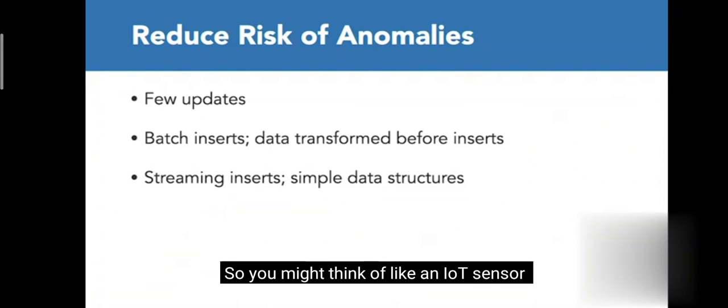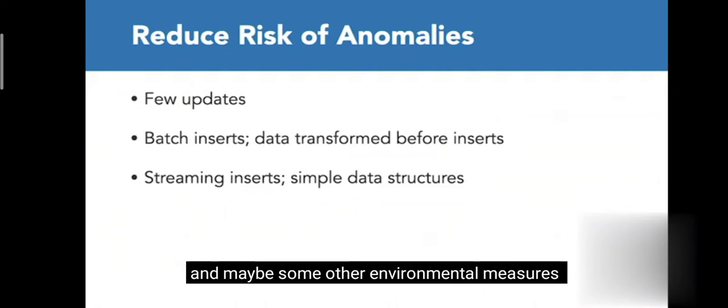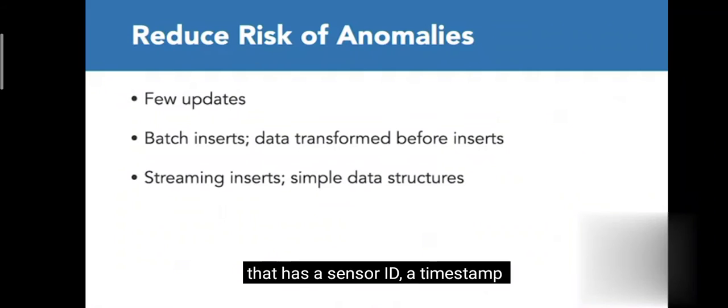Now, sometimes we also have streaming inserts, and those are relatively simple data structures. You might think of an IoT sensor that's measuring temperature and humidity and maybe some other environmental measures, and then transmitting those, say, every minute. It might be a relatively simple structure that has a sensor ID, a timestamp, and then whatever the measures are. So again, it's fairly simple. With IoT data and streaming data, you typically don't update it.